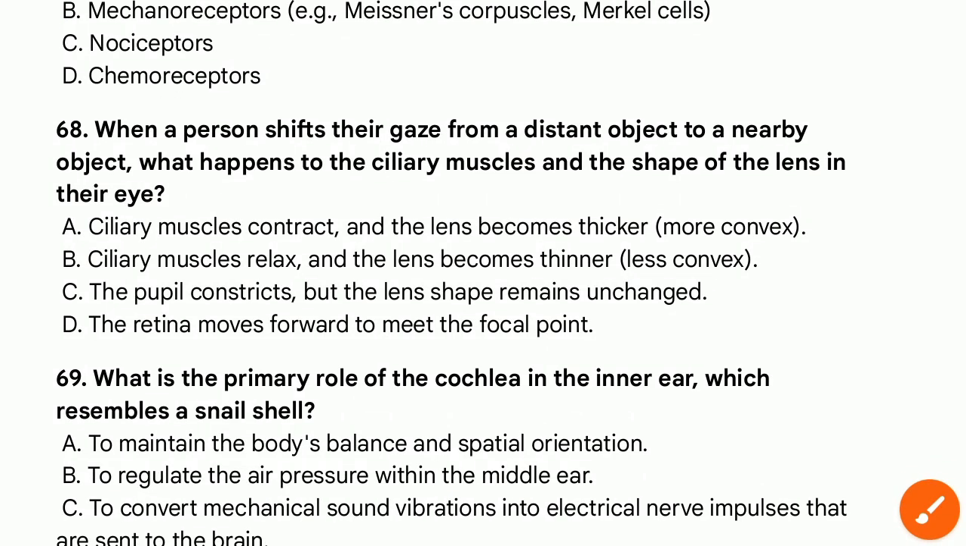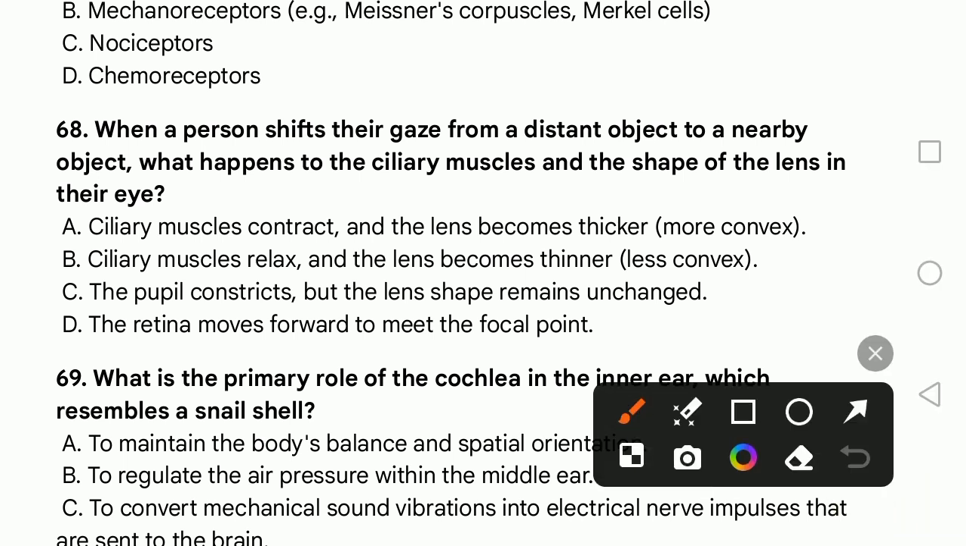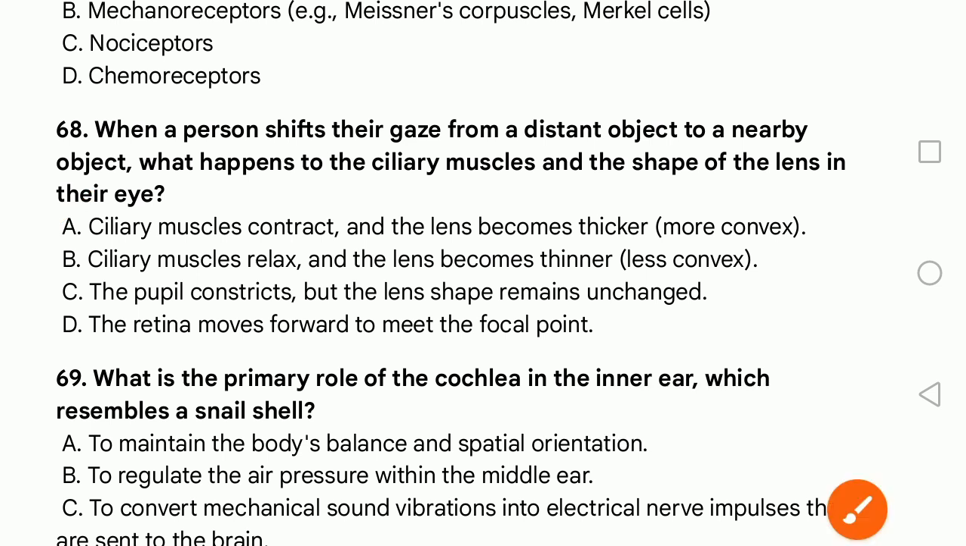68. When a person shifted their gaze from a distant object to a nearby object, what happened to the ciliary muscle and the shape of the lens in their eye? The answer should be: ciliary muscle contracts and the lens becomes thicker, more convex.